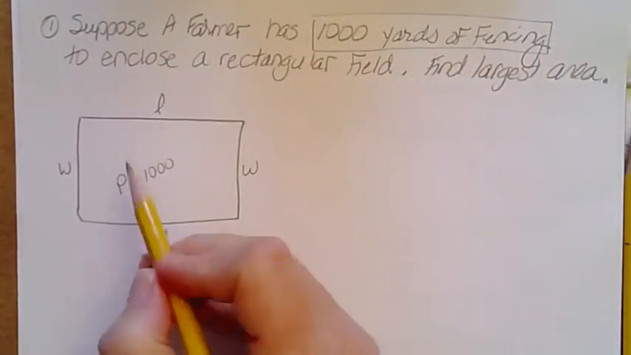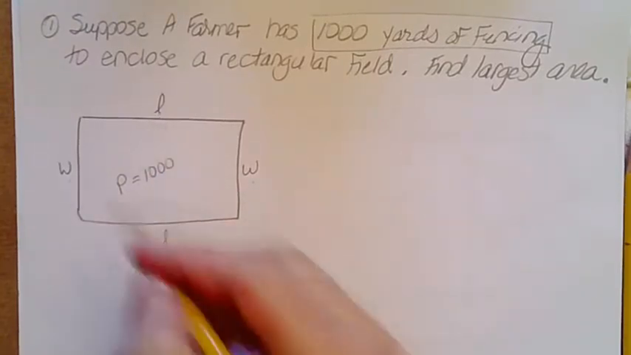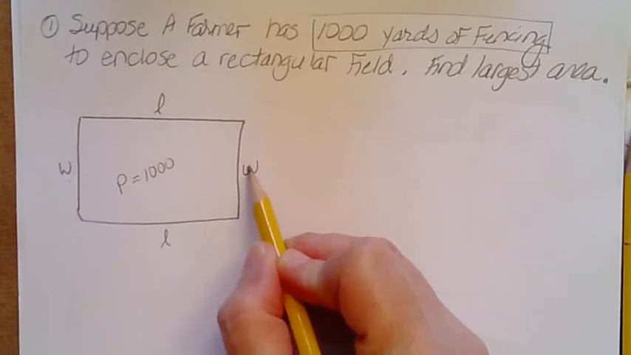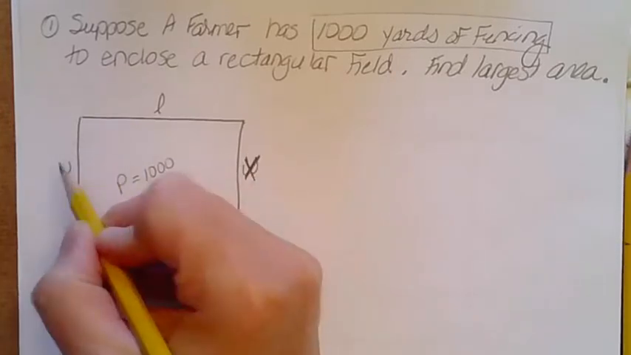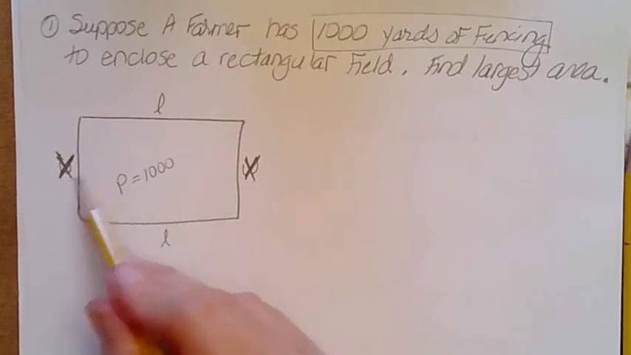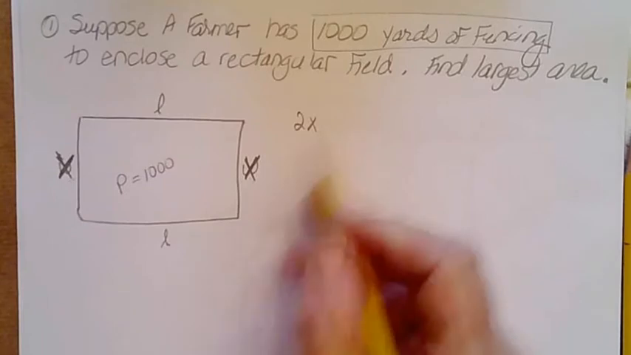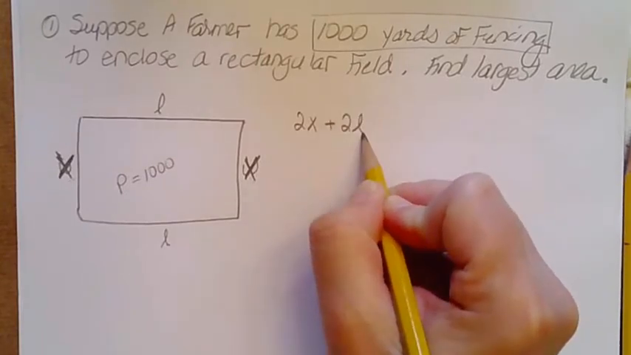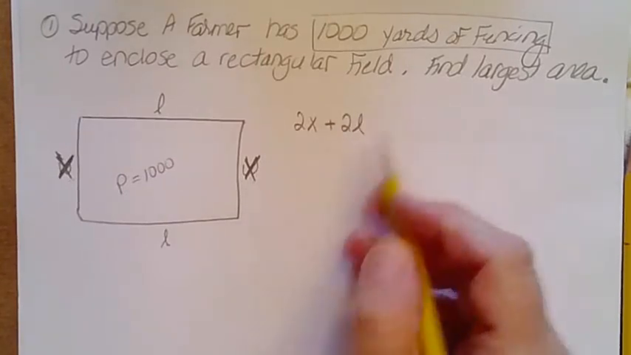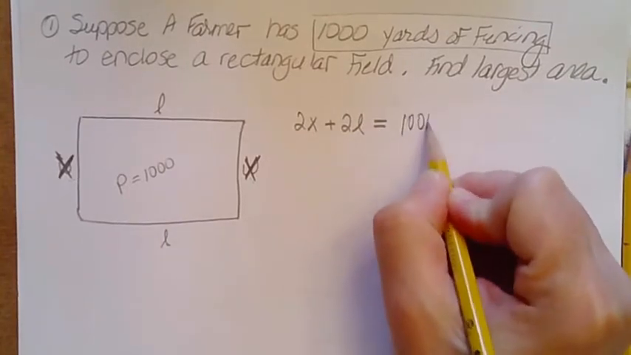So we're going to say length, length, width, width. I'm going to turn this width into an x. Make that an x, and this guy an x. So now x plus x is 2x, and length plus length is 2 times the length. It's like 2 times the length plus 2 times the width. Add them, and it is equal to your perimeter, which is 1,000.